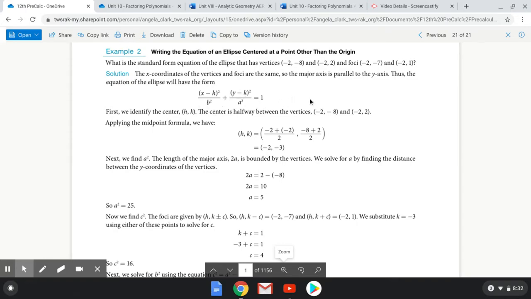So let's look at what information we're given. So we're given the vertices and the foci. All right, we're given the vertices and the foci. So what I would do is I would plot these to try to get an idea. Like, it doesn't have to be perfect, but I would plot them to get an idea of what I'm looking at. I always find it easier if I can see it.